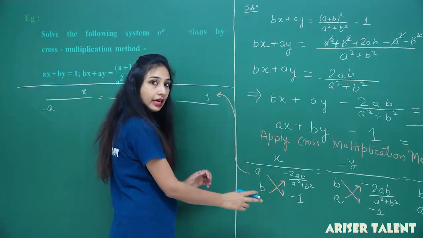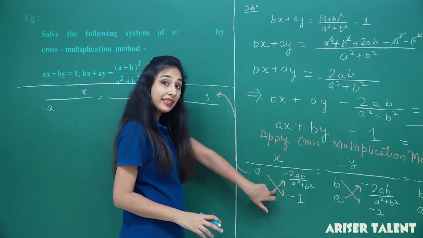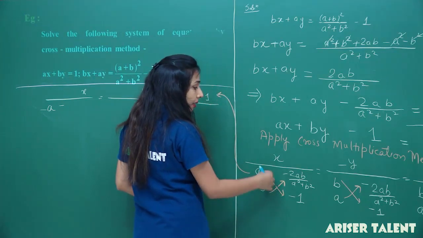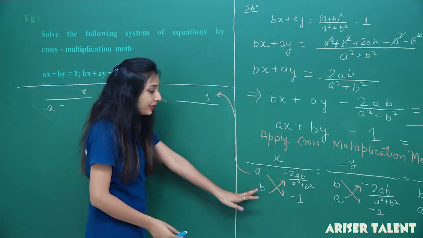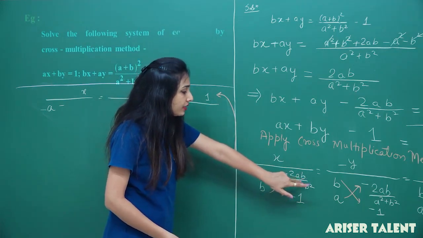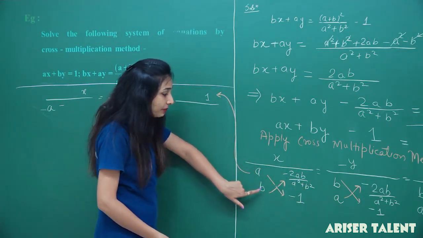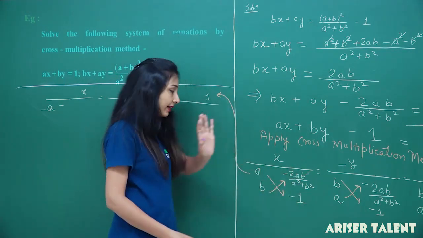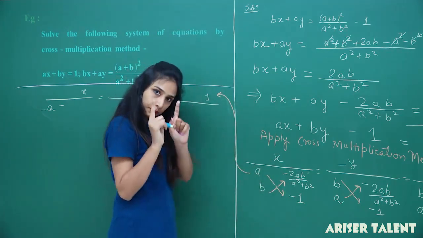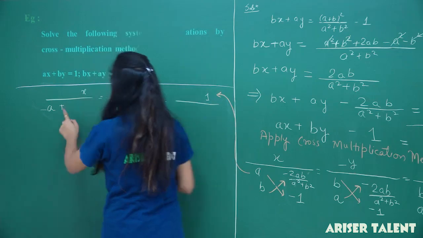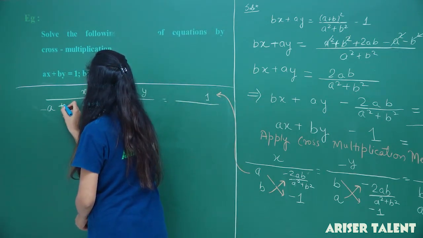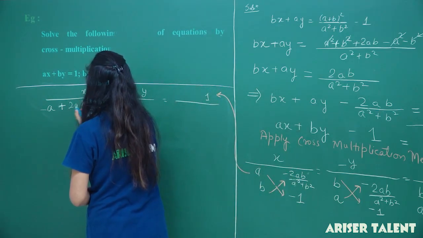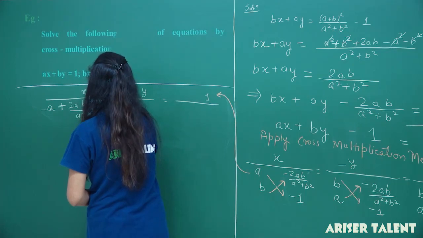Now, here I'll be having always a minus. Now this b multiply of minus this. What will it become? B multiply minus 2ab upon a square plus b square, simply minus of 2ab square upon a square plus b square. So can I write this? Now minus and minus will become plus. So I am here writing a plus, then 2ab square upon a square plus b square.